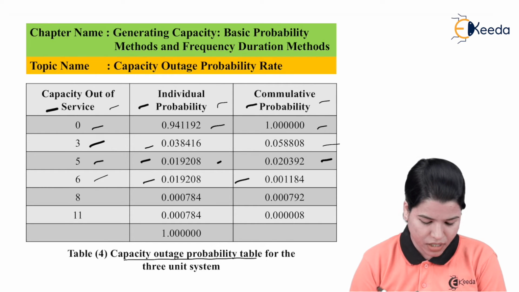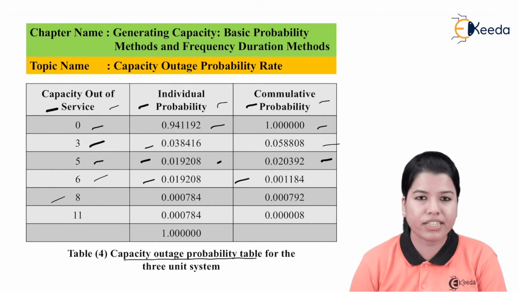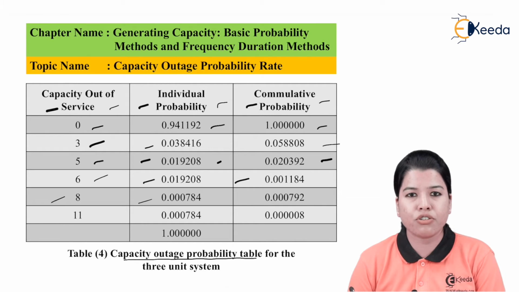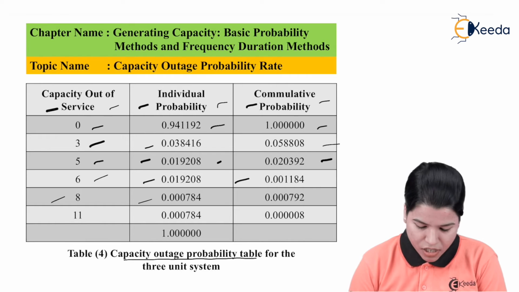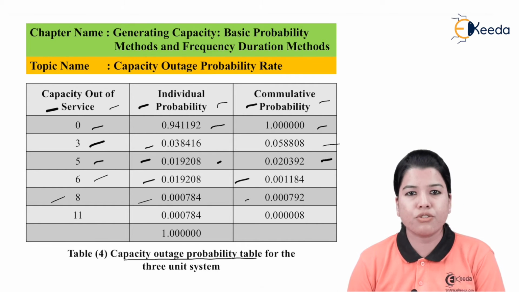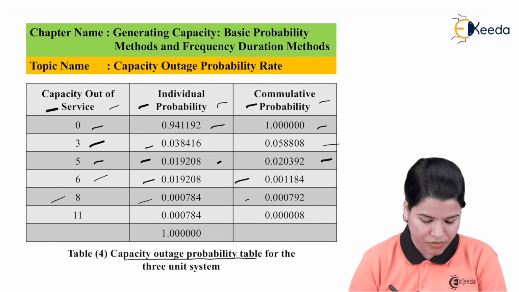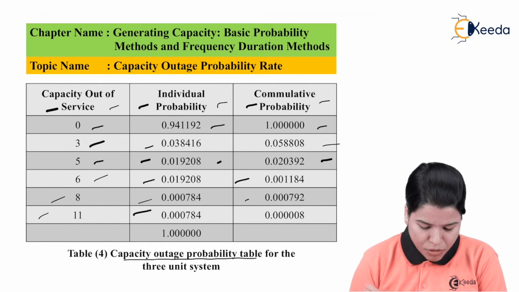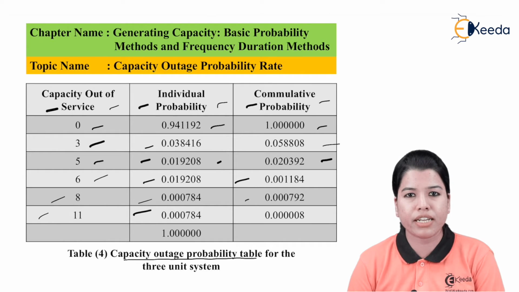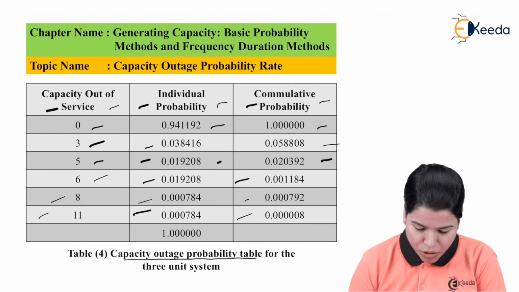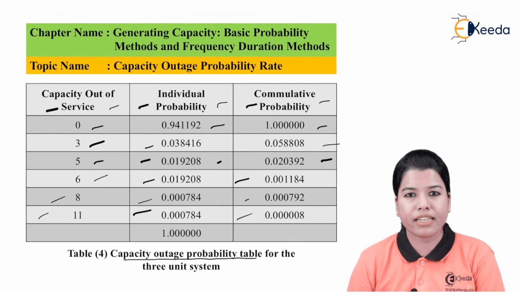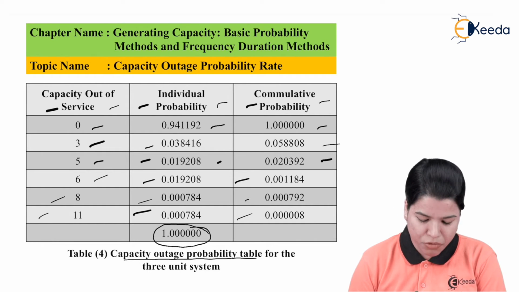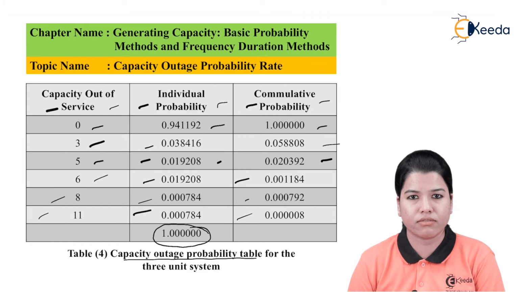0.001184. Now if we consider the next unit having the 8 megawatt capacity, the individual probability is 0.000784, whereas the cumulative probability is 0.000792. If we consider the next unit having the 11 megawatt, then the individual probability is 0.00784, whereas the cumulative probability is 8 multiplied by 10 raised to minus 6. So if we do the addition of the individual probability, it is equal to 1.